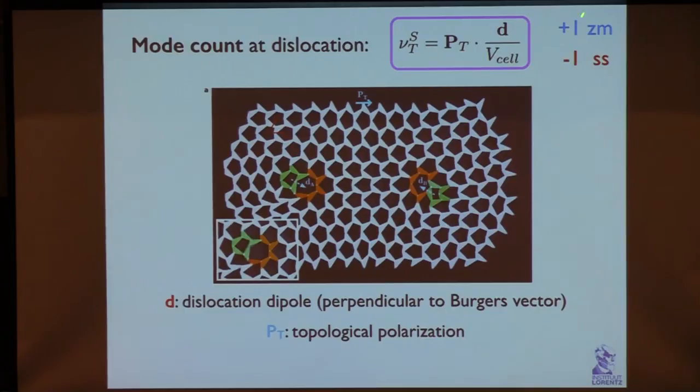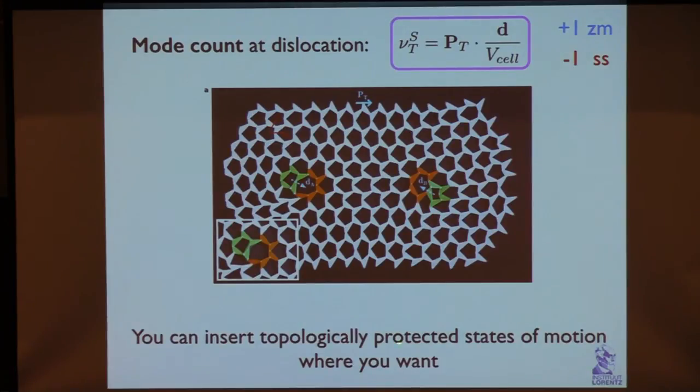When this dot product is +1, you have a zero mode. When this dot product is -1, you have a state of self-stress. What this dot product represents is the flux of this topological polarization at the dislocation center, where the dislocation center acts as an effective edge of the system. The peculiar thing, though, is that we can position these effective edges wherever we want inside this material.